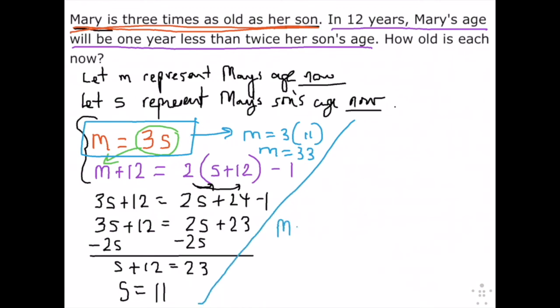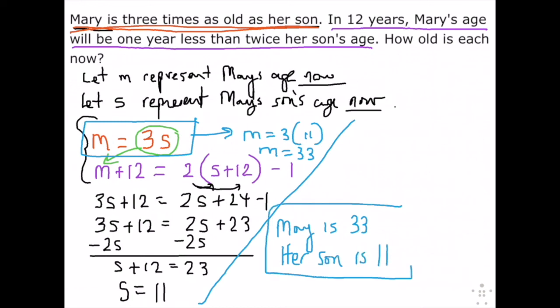Mary is 33. Her son is 11. Right? And in my head, I can check that, right? So the first sentence says Mary is 3 times as old as her son. Well, 33 is 3 times 11.